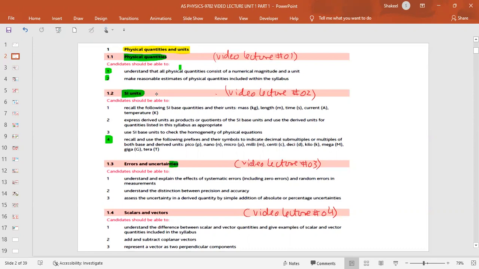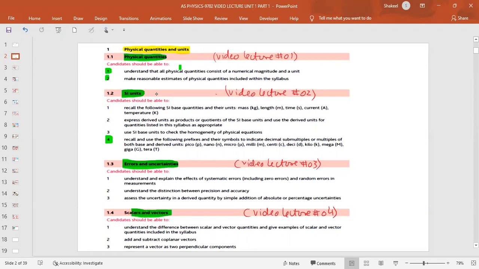Section 3 is errors and uncertainties. This is a very important topic, as this is the only topic that is going to be used in all the 5 papers in A levels. So we'll study about the errors while taking the measurement, and the uncertainties and how to express them. This is actually the core topic. 1.3 is the core topic of chapter 1.